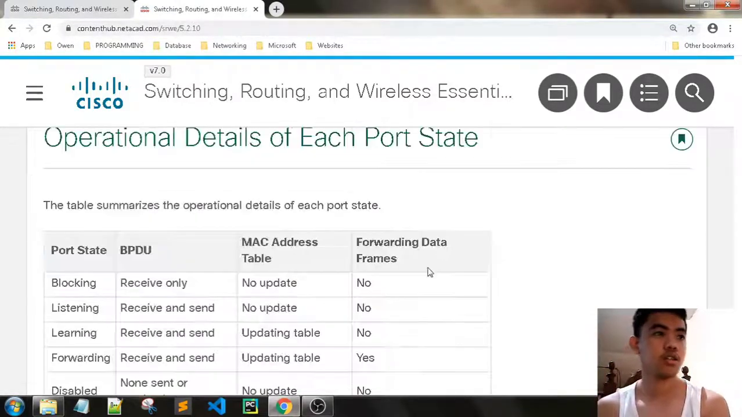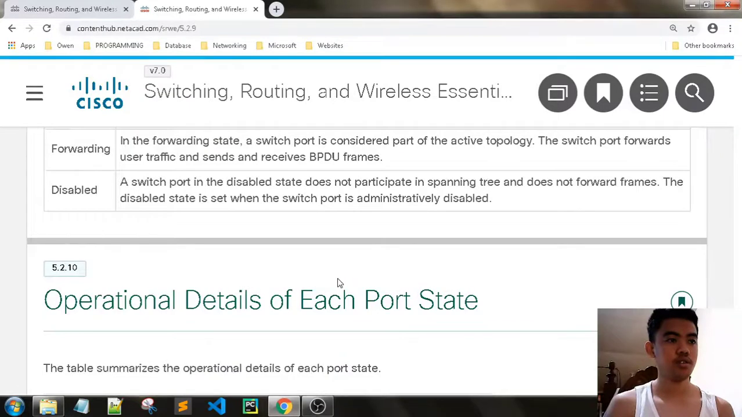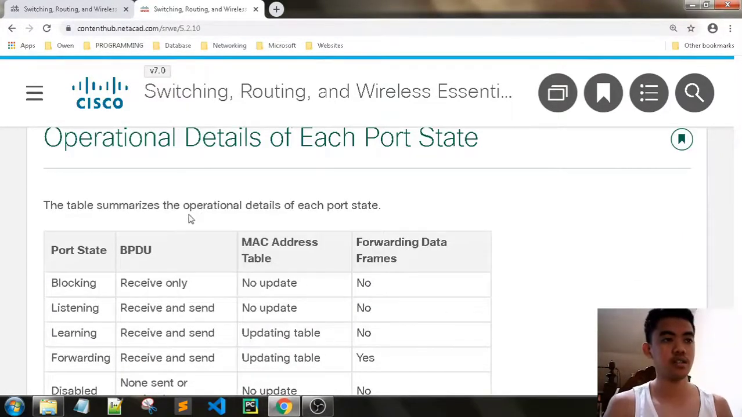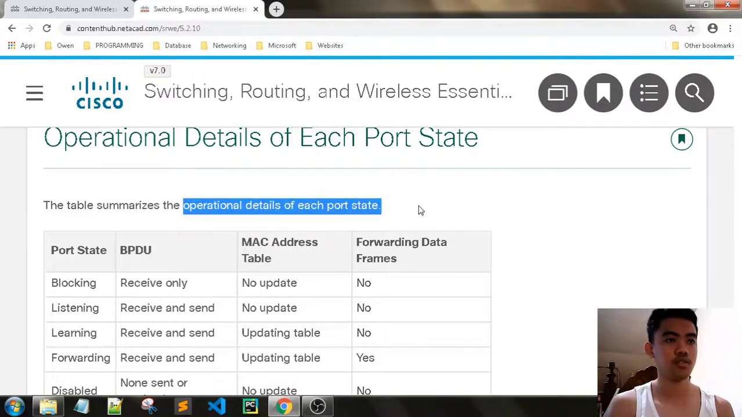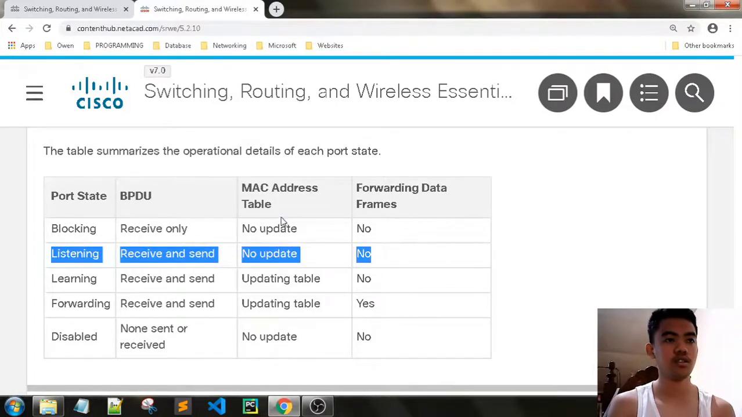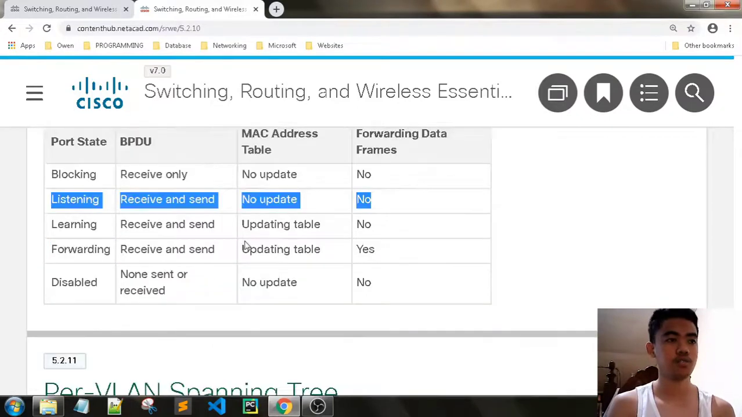Then the operational details. For the operational details of each port state, we have here a table that summarizes them. For the blocking, it just receives frames, it does not update the MAC address table, and also does not forward data frames.